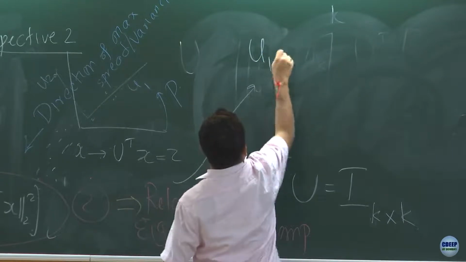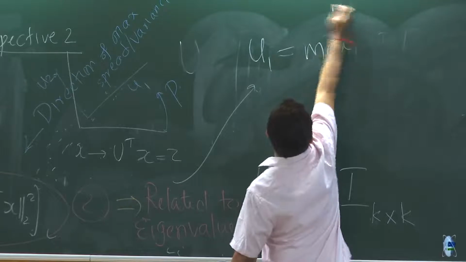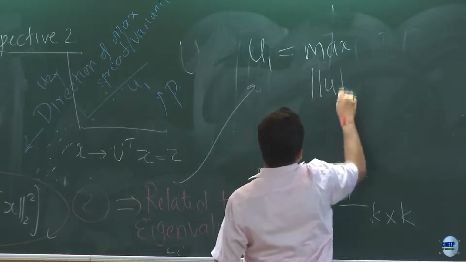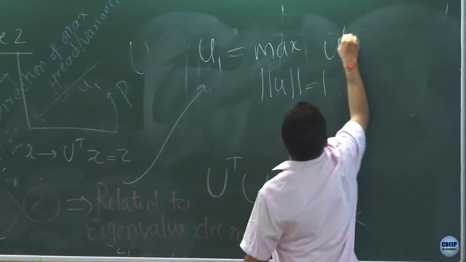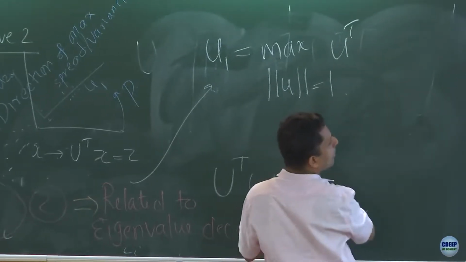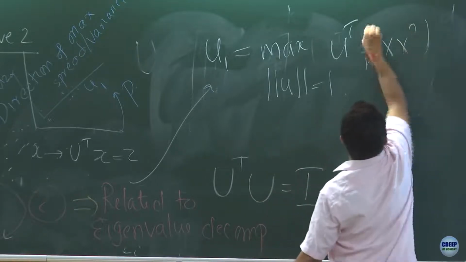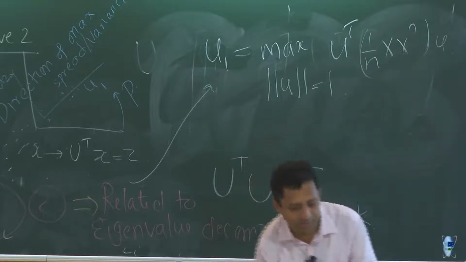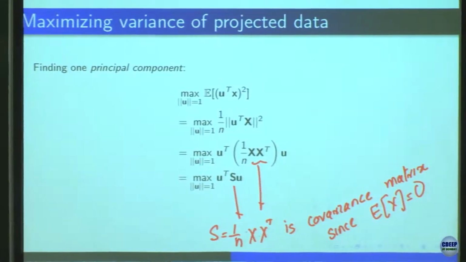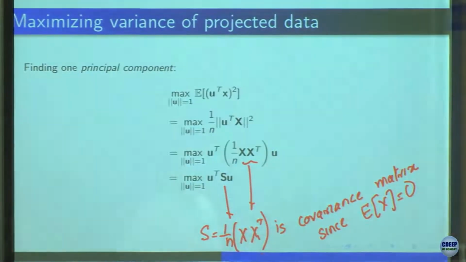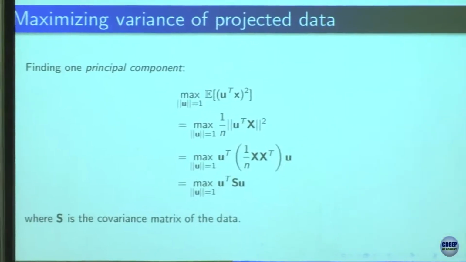The first principal component u1 is max over the norm 1 vector space of u transpose (1 upon n) xx transpose u. Made a small mistake here. This is 1 upon n. So this is an important finding. So S is the covariance matrix of the data.